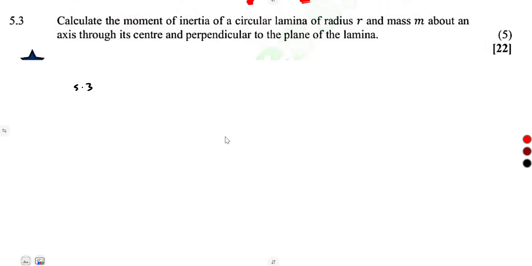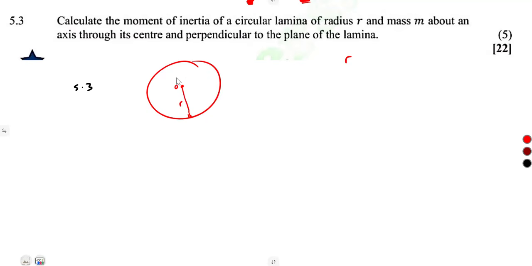In order for you to have the moment of inertia, these are the steps that you're going to use. It's a circular lamina, so just have your sketch. On this sketch, what you're going to do is represent the strip, since it is a circle. It is a circle of radius r. From the origin to the circumference of the circle, it is our radius.